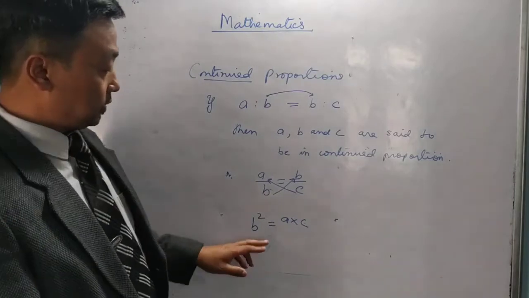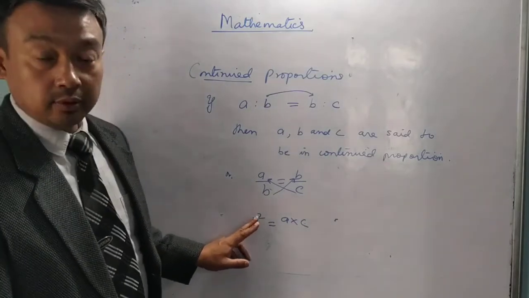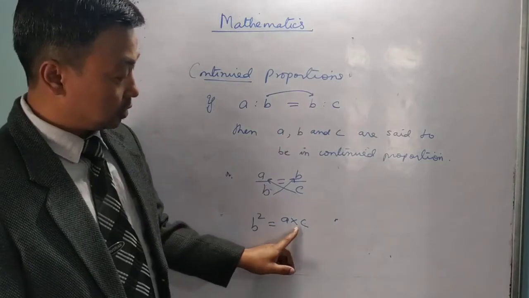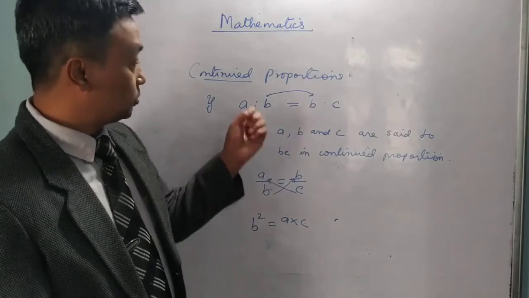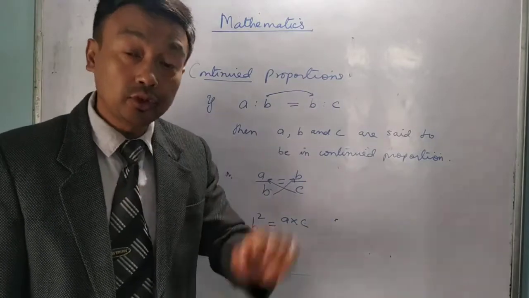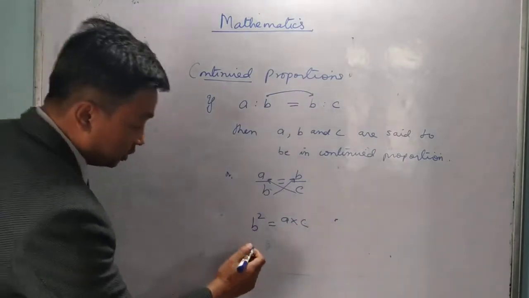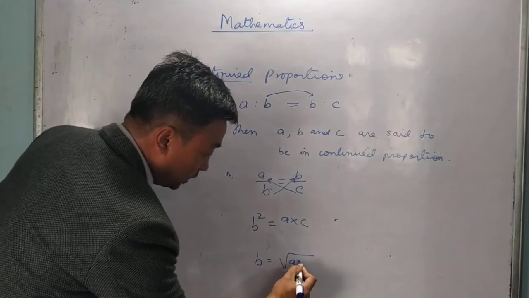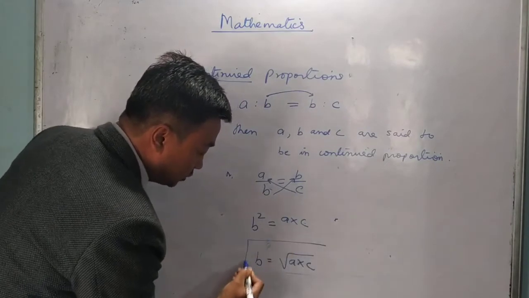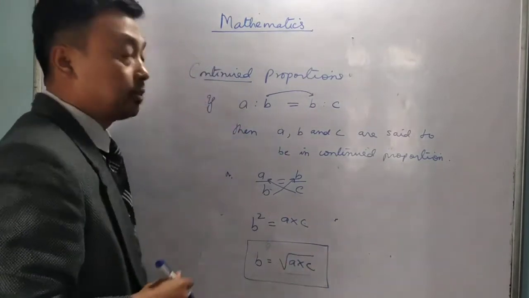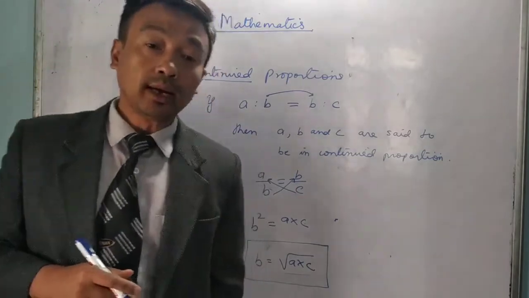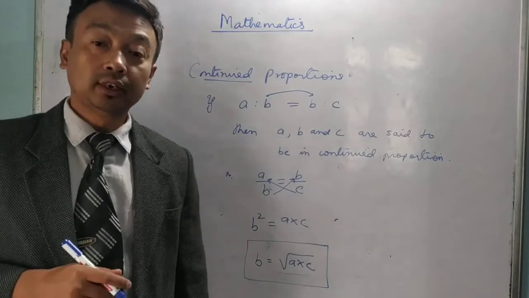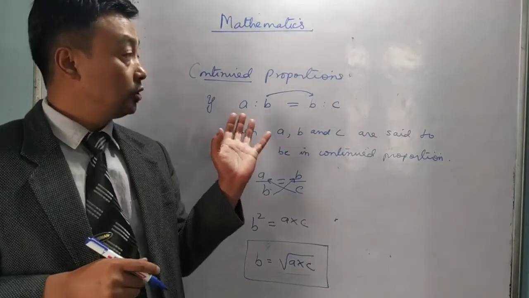So here we find that the square of the mean, there is only one mean here, is equal to the product of the extremes. A and C are the extremes here. Or if you remove the square, you will get B equals square root of A into C. So this is a formula that will be applicable while solving the continued proportion when you have only 3 terms. So this is all you need to know.